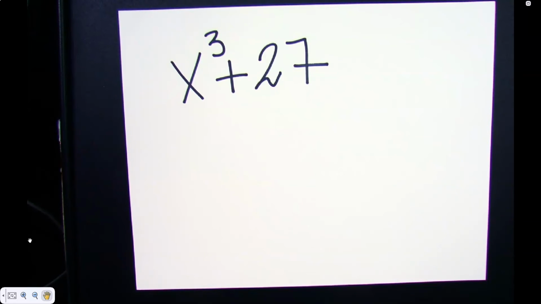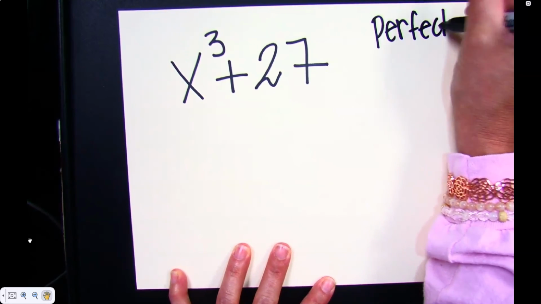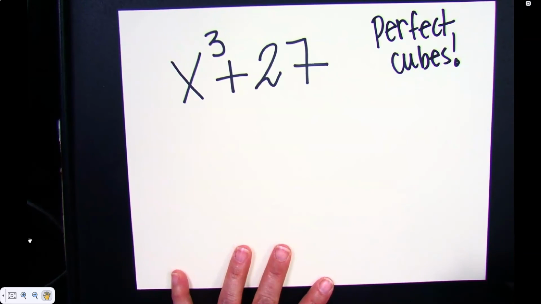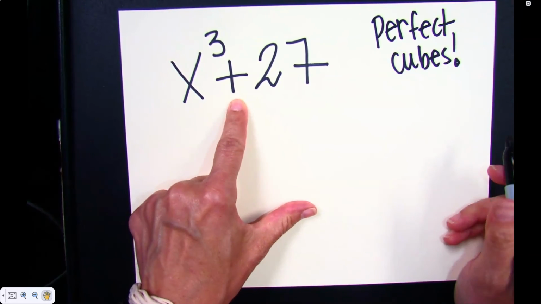Okay, so here's the piece that you might not have discovered yet or covered in class. These are sums of perfect cubes. So perfect cubes are always going to be a binomial, and for perfect cubes, you can factor whether there's a plus sign or a minus sign in the middle. This is a plus sign, so I'm going to go over this quickly.